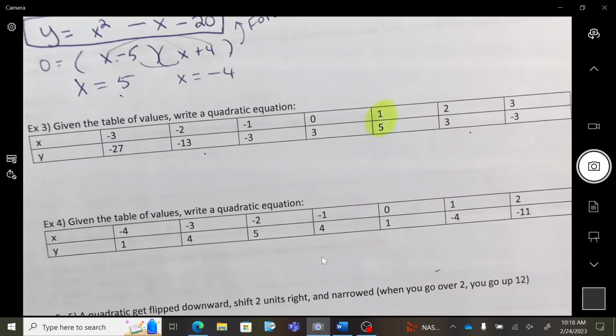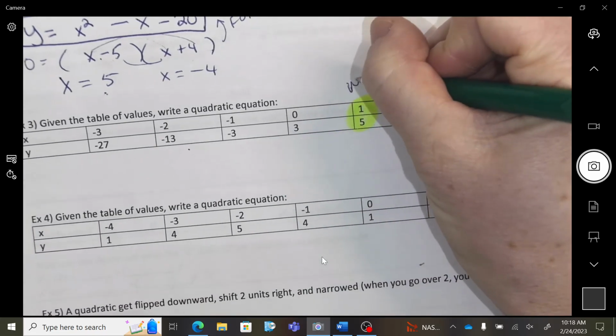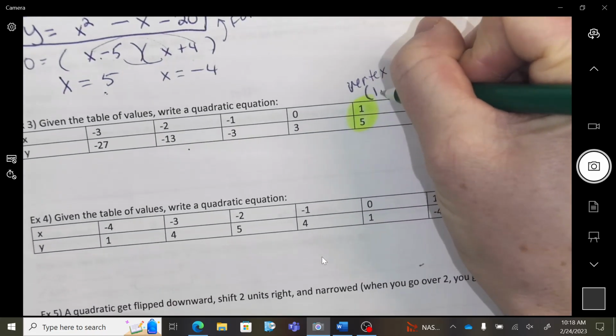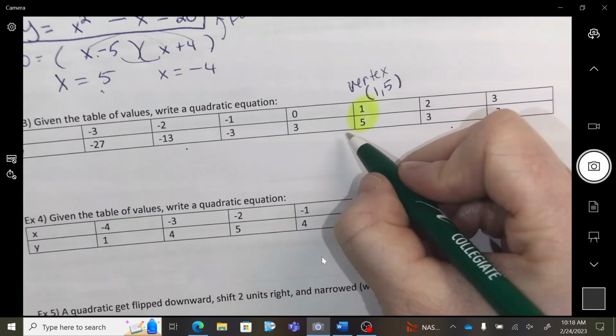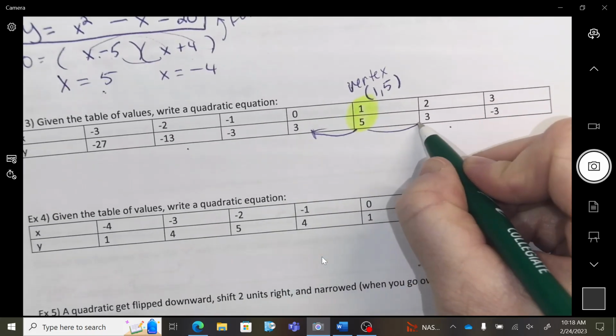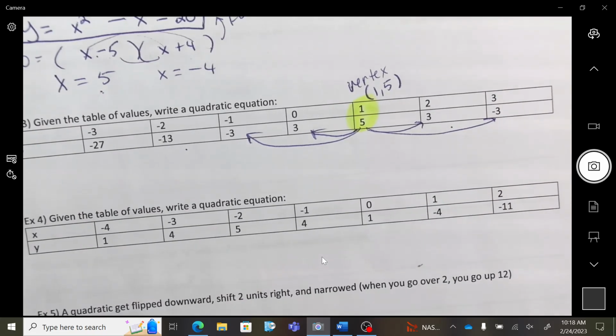Anybody pick that one? 1, 5 is the vertex. Why did I find that? Is this symmetry around it? Is this symmetry around it? You see the symmetry around it?